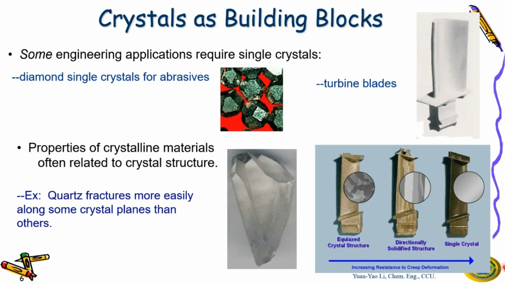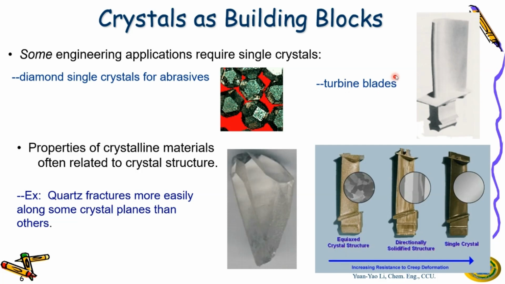So instead of beauty or expensive, what is single crystal for? This is some of the example for you to know that. So some engineering applications require single crystals. This is a single crystal diamond, very small. You know, you can make artificial diamond, but it's not perfect, but it's good enough to do the what? Abrasive. Okay, you can do this. You can polish things very well.